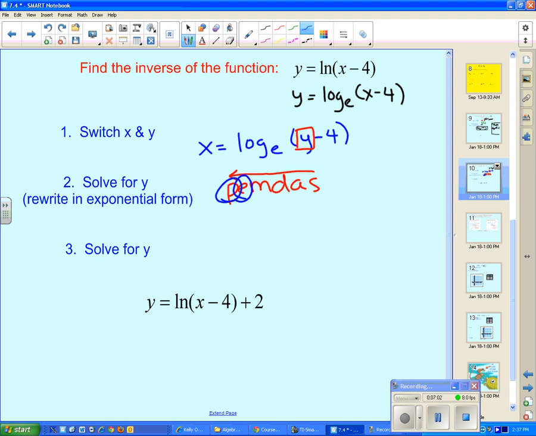Okay, so I need to first, if I'm solving for y, get rid of my exponent, get rid of my log. So we need to convert from logarithmic to exponential. So let's write that little thing over to the side again. We had 5 squared equals 25. It's the same as log base 5 of 25 equals 2. You guys convert.